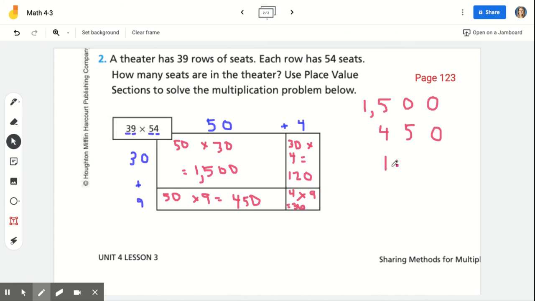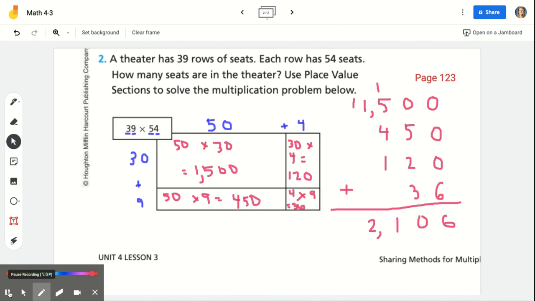120. And 36. The 3 goes in the tens. The 6 goes in the 1 spot. And again, we're going to add all 4. Go ahead and try it. Once yours looks like mine, start from the ones and work over and do not make any errors. Be really careful. Did you get 2,106? Great job. Make sure that there's a comma between the thousands and the hundreds spot.